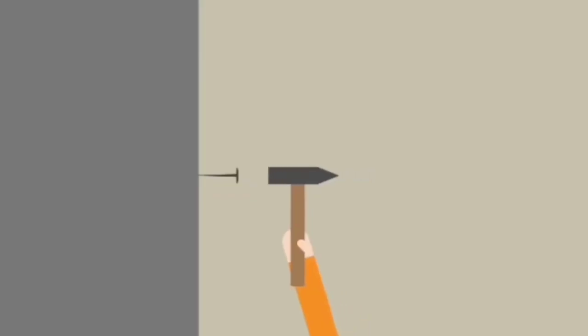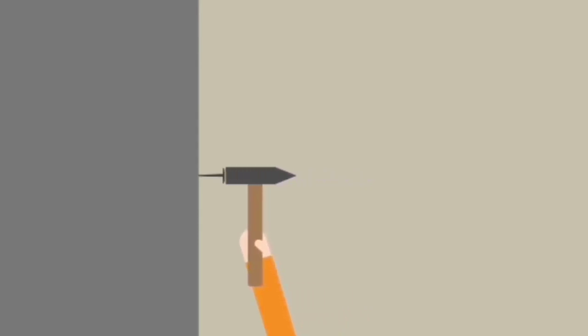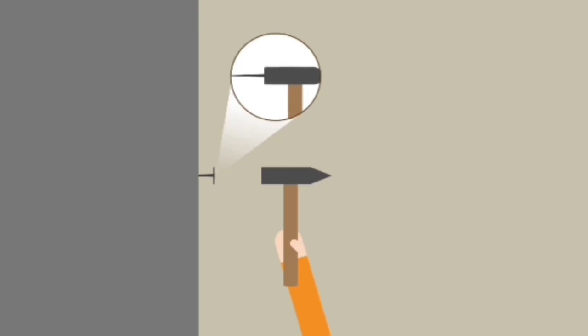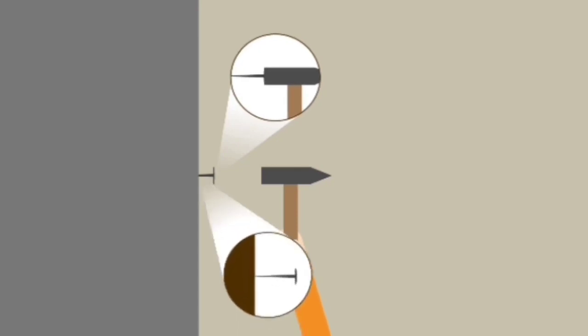When you hammer an iron nail, you apply force on the flat side of the nail. The pointed side of the nail, which is in contact with the wall, then applies a force on the wall and tries to pierce it.